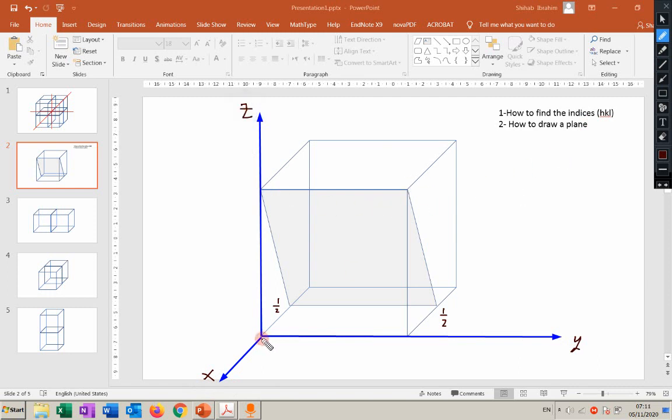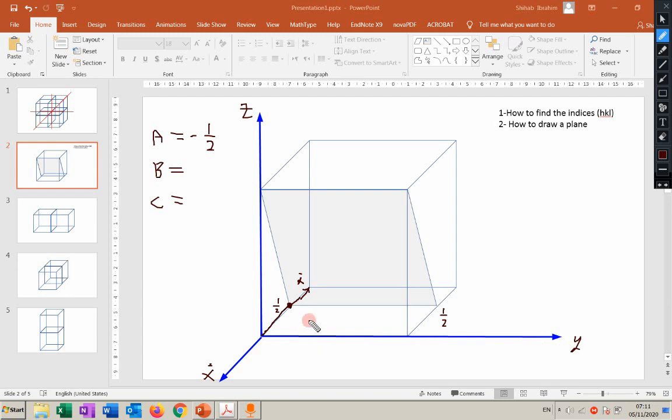Now let's say this is the origin. We're going to find first the intersection with the x-axis, the y-axis, and the z-axis. We call them capital A, capital B, capital C. Now, this is the x-axis and this is the negative x-axis, yes? There is an intersection here. The plane intersects the negative x-axis at 1 over 2, so it will be minus 1 over 2.